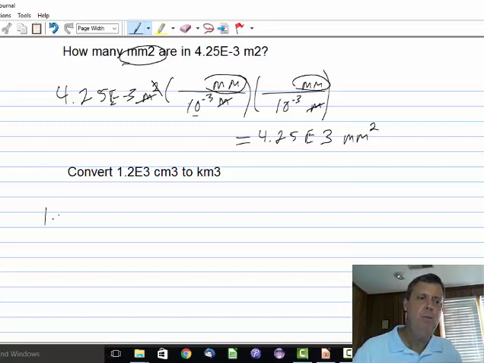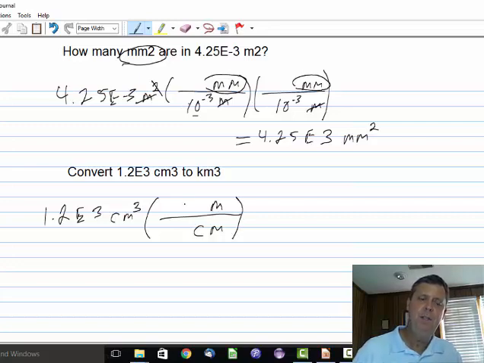All right, so we have 1.2 times 10 cubed centimeters cubed. I want to go from centimeters. I need to go to meters first because I don't know how to do anything else. Centimeters to meters is 10 to the minus 2. Again, centi stands for 10 to the minus 2. Since I start with centimeters cubed, I've got to do this 3 times.